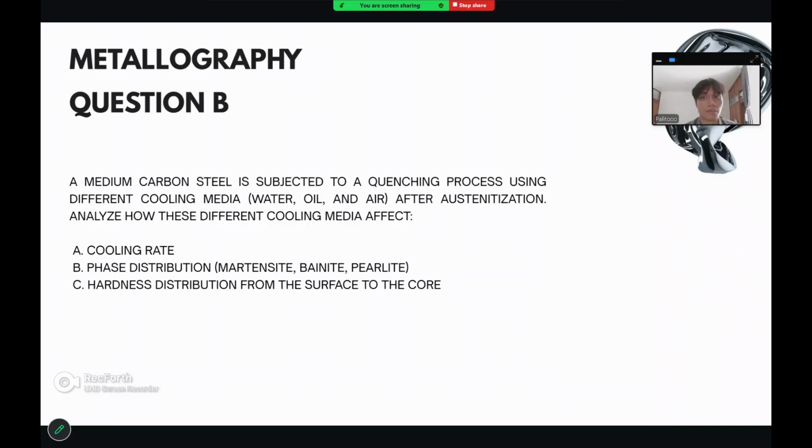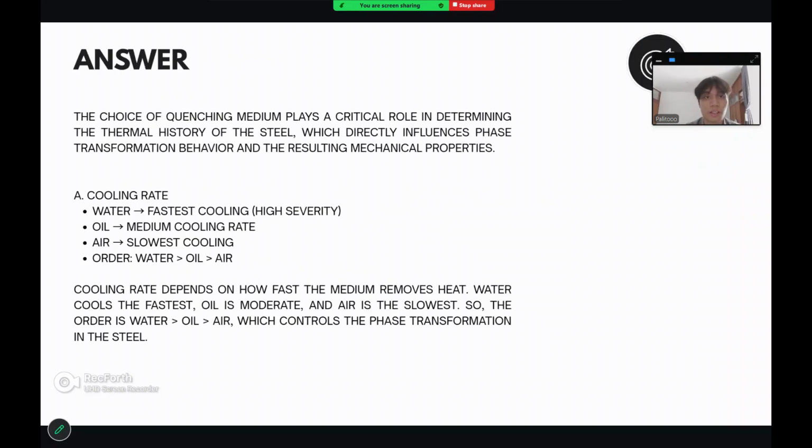Okay, so for the metallography, I've got question B. It is about a medium carbon steel subjected to a quenching process using different cooling media: water, oil, and air. After austenitization, analyze how these different cooling media affect A, cooling rate, B, phase distribution (martensite, bainite, and perlite), and C, hardness distribution from the surface to the core. So I'm going to explain my answer.